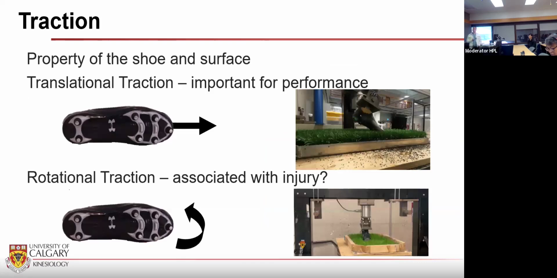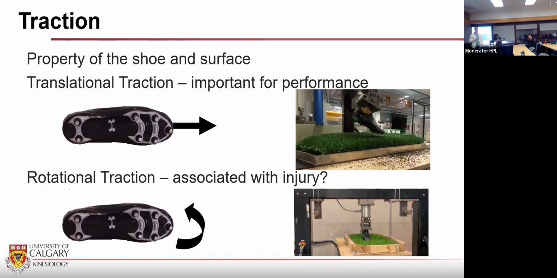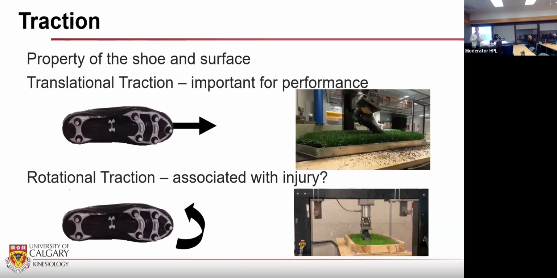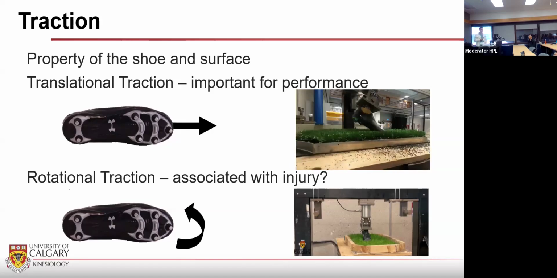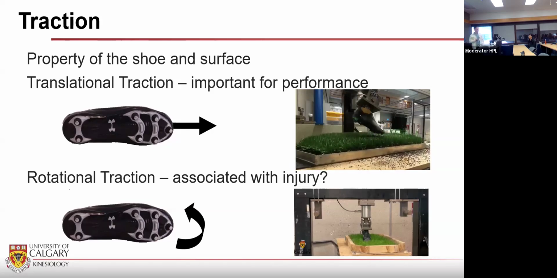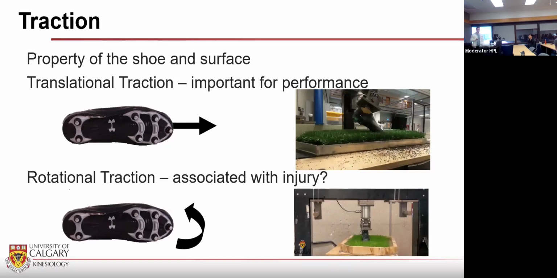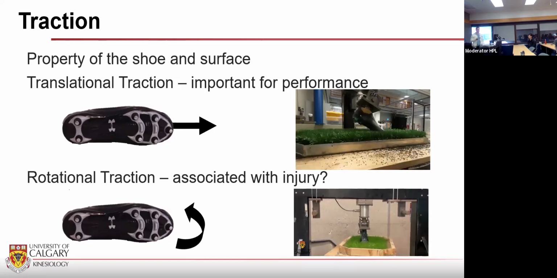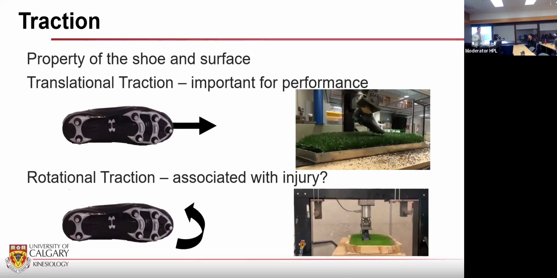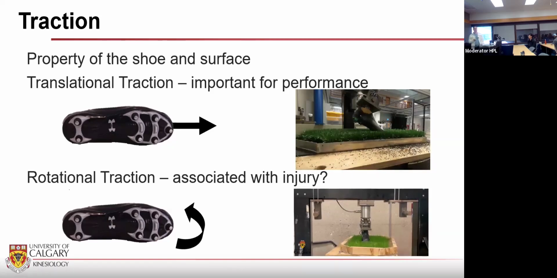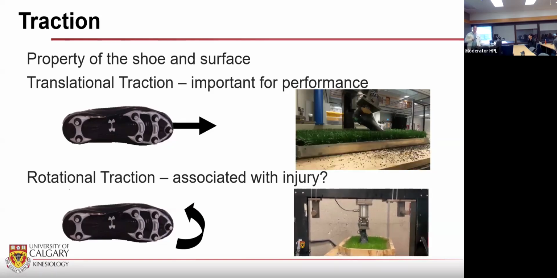So traction is a property of both the shoe and the surface, and in general, researchers will break traction down into two components. The first one being translational traction, which is thought to be very important for performance, and that's simply the resistance to the shoe sliding on the surface. And the other component is rotational traction. So that's the resistance to the shoe rotating on the surface. And it's generally been speculated that rotational traction is associated with injury.